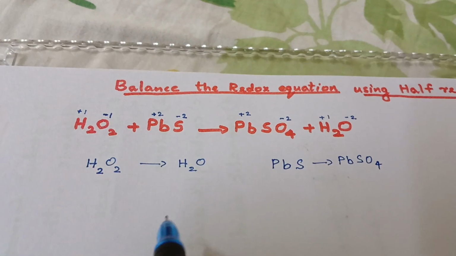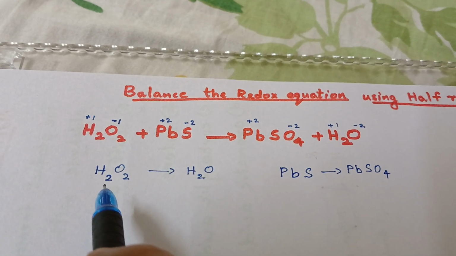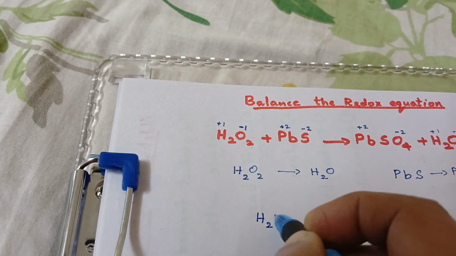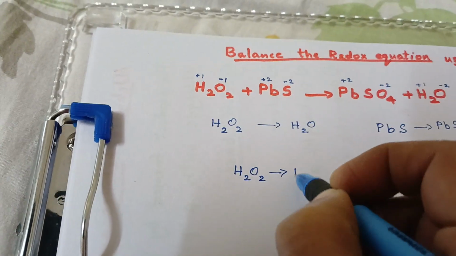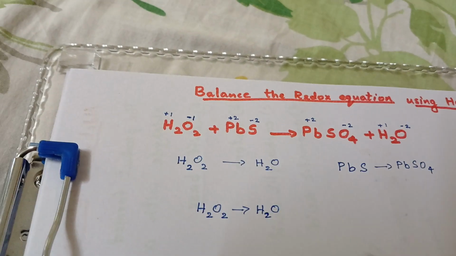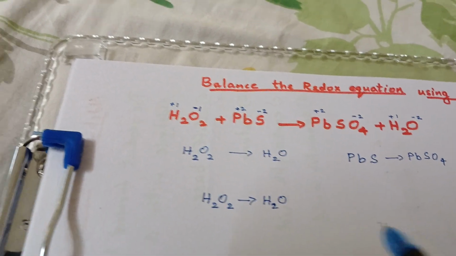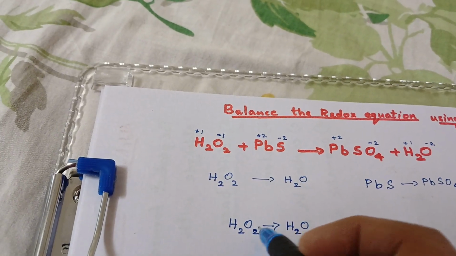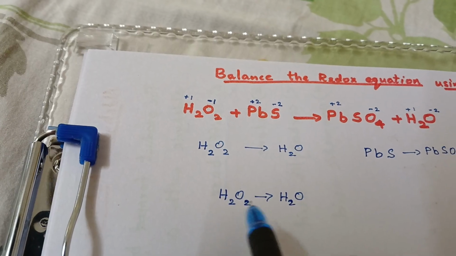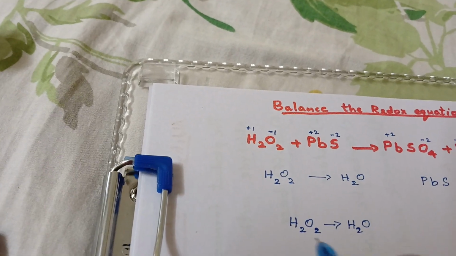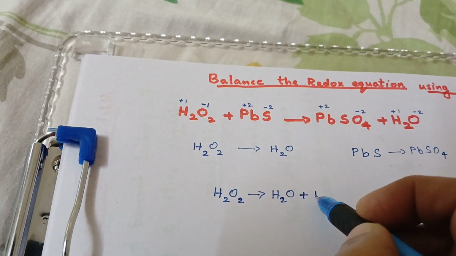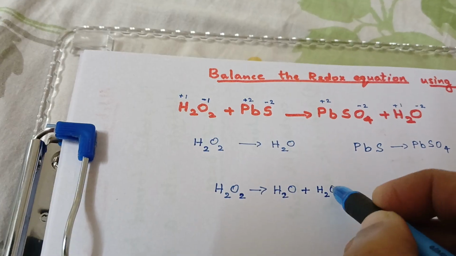Now here there is only hydrogen and oxygen present. So let us take this reaction first. H2O2 giving H2O. Otherwise we usually look for atoms other than hydrogen or oxygen, but here we have only these two. So let us first balance the number of oxygens. Here on the left hand side we have 2 oxygens. Right hand side there is only 1 oxygen. So we need to add one more oxygen there. How do we do it? We add 1 molecule of water.